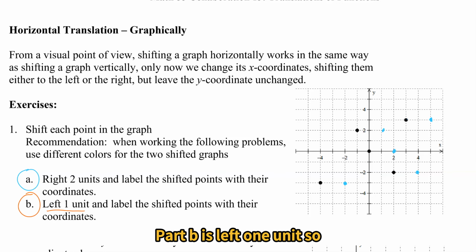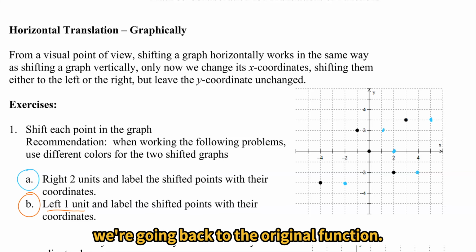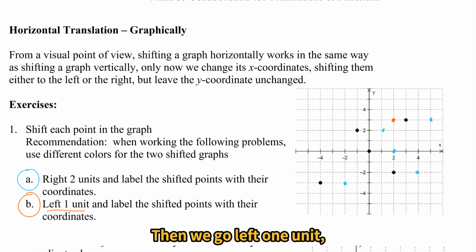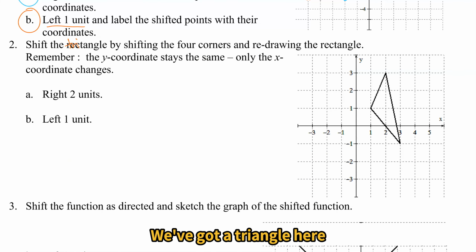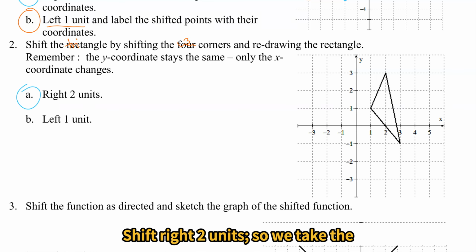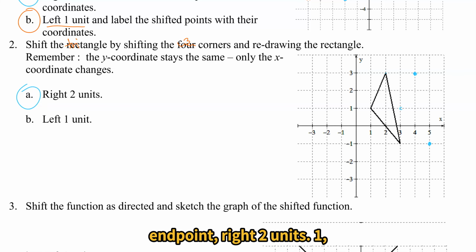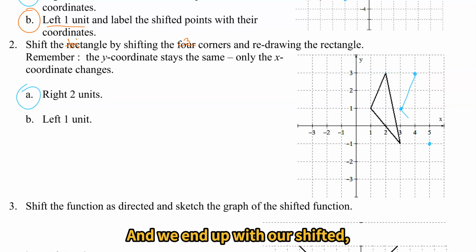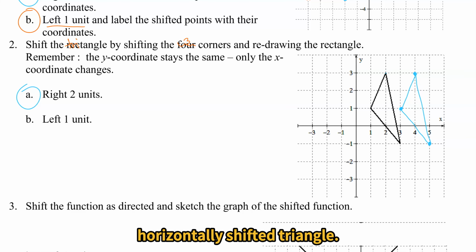Part B is left 1 unit. So we're going back to that original function. And we go left 1 unit, left 1, and left 1. We've got a triangle here, not a rectangle. Typos. We can play the same game as before. Shift right 2 units. So we take the endpoint, right 2 units, 1, 2, and then we can connect our dots, and we end up with our shifted, horizontally shifted triangle.